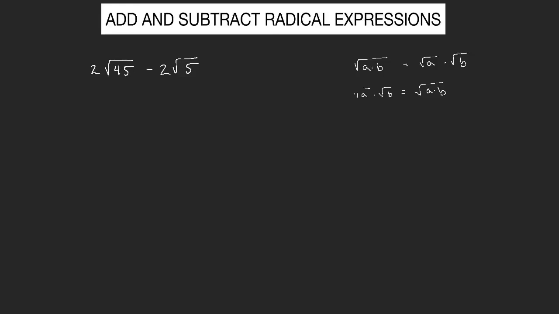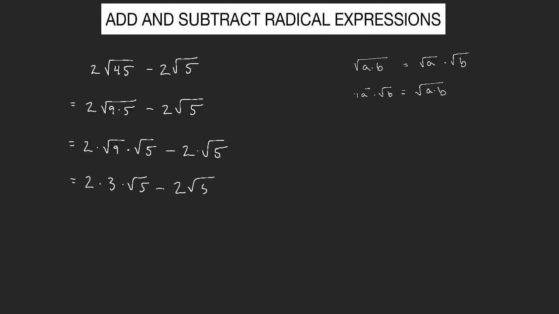Two times root 45 minus 2 times root 5. This equals 2 times root 45, which is 9 times 5, minus 2 root 5. So this equals 2 times root 9 times root 5 minus 2 times root 5. That equals 2 times 3 times root 5 minus 2 times root 5. This equals 6 root 5 minus 2 root 5. So this equals 6 minus 2 times root 5, which equals 4 times root 5. There's our answer, 4 times root 5.